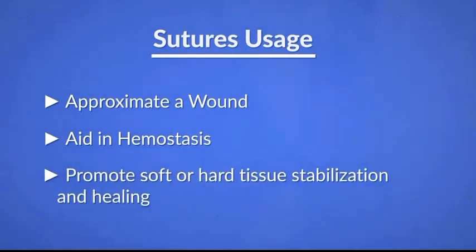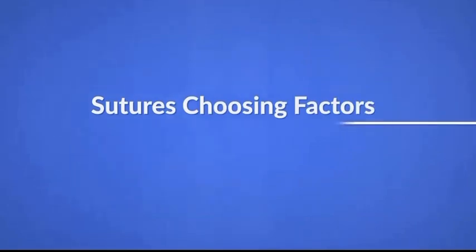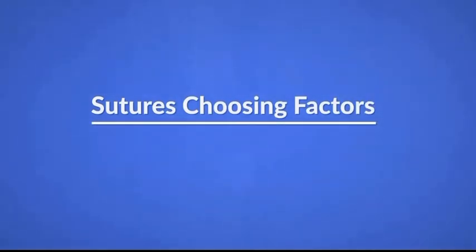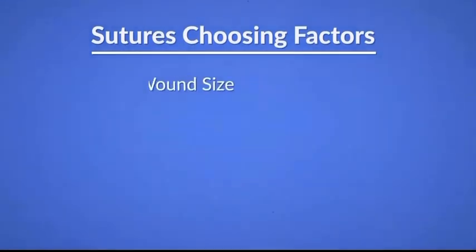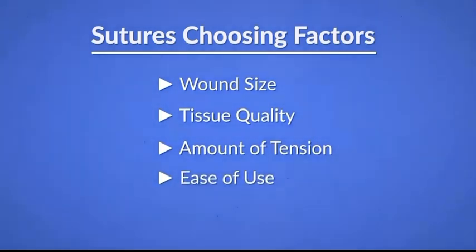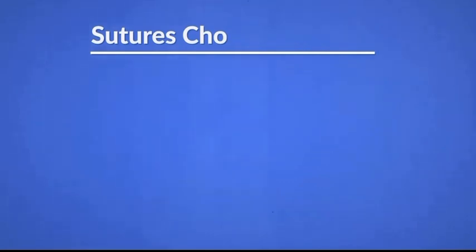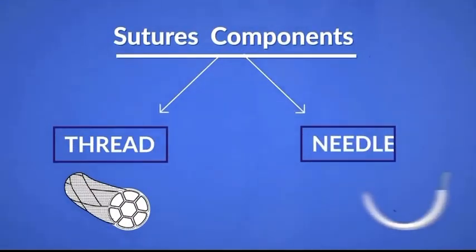soft and hard tissue stabilization and healing. There are a few factors you have to keep in mind when choosing a particular suture. This includes the wound size, tissue quality, the amount of tension you would need for that wound to remain stable, the ease of use, and chair time required. Firstly, the suture is made up of two parts, the thread and the needle.